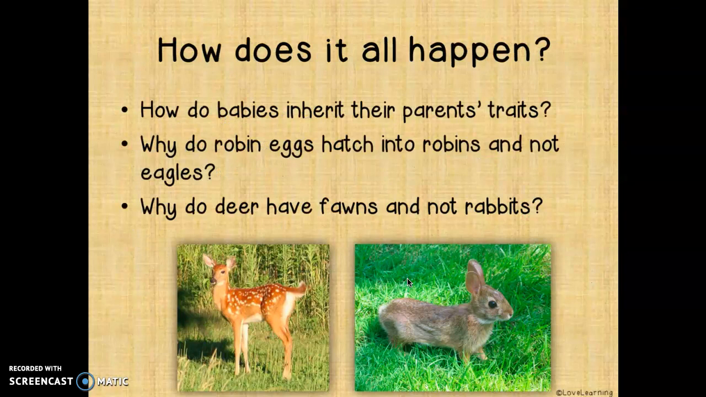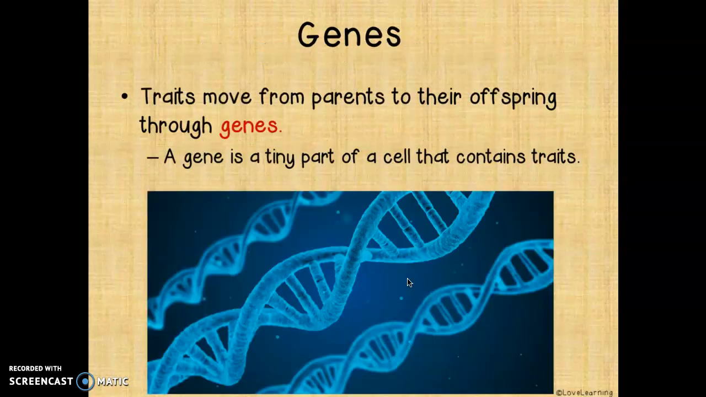So you may be asking yourself at this point, how does all of this happen? How did we even get here? How do babies inherit their parents' traits? Why do cats have kittens and robins have robins and not eagles? Why do deer have fawns and not rabbits? These are all great questions. A lot of it has to do with your genes.